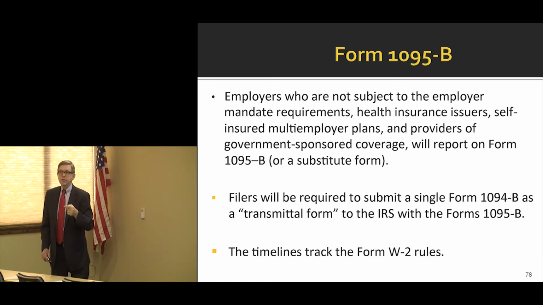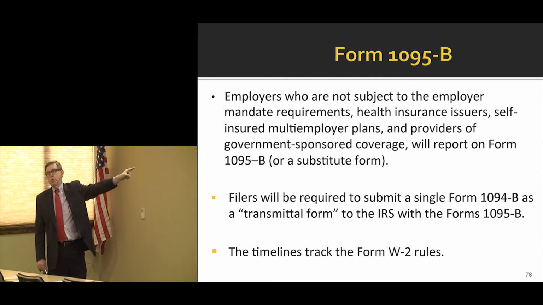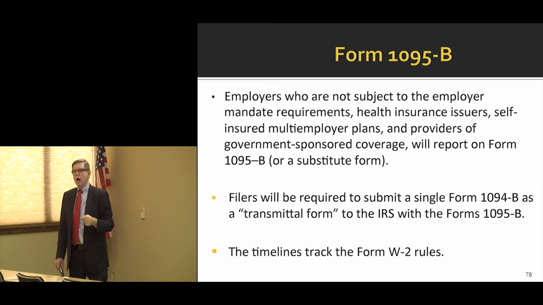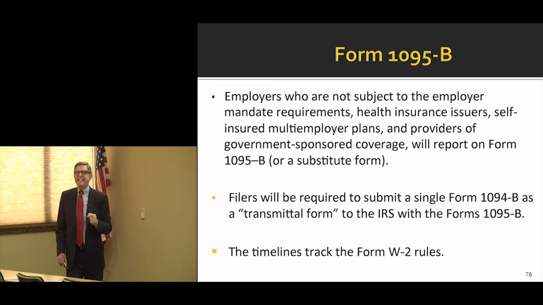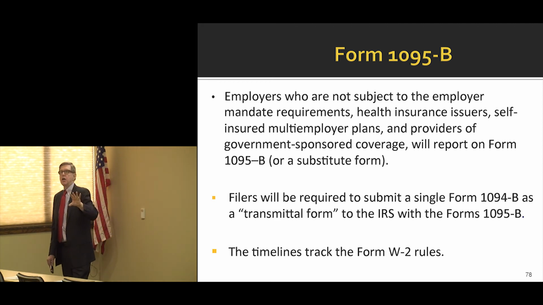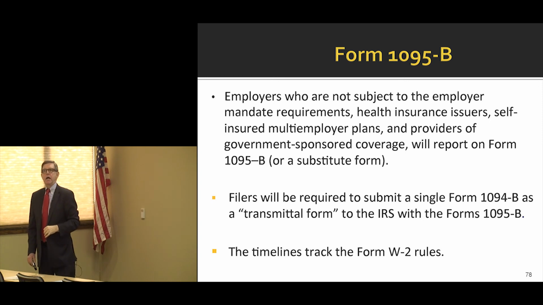If you're under 50 and you're insured, the insurance company will do this for you. If you're under 50 and you're self-insured, you have to give the employees a 1095B by the end of January 2016 and then file with the IRS. The purpose behind this form is to tell, for the individual mandate, which employees were covered by your plan. That's the purpose behind the 1095B.